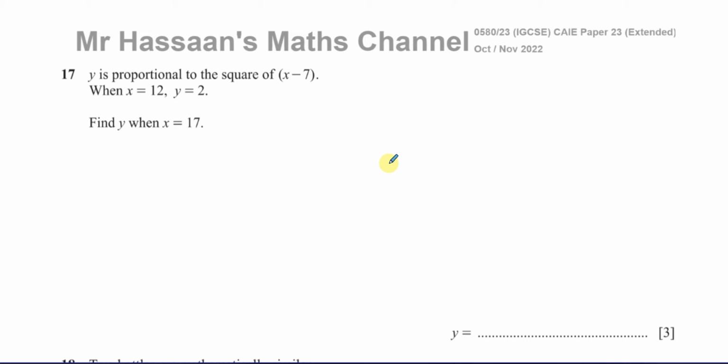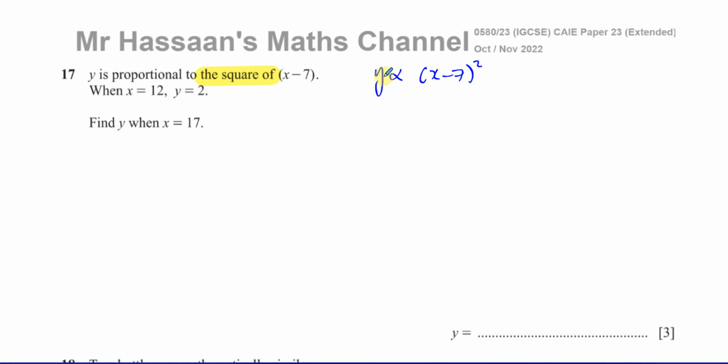I'm now answering question number 17 from the October-November 2022, Cambridge 0580 syllabus, paper 2, variant 3. It's a question about variation, and it says y is proportional to the square of x minus 7. So what we can say is y is proportional to x minus 7 all squared. A lot of people don't read this part. They just read proportional to, but it says the square of. So whatever comes after that, you have to square it. The square of x minus 7.